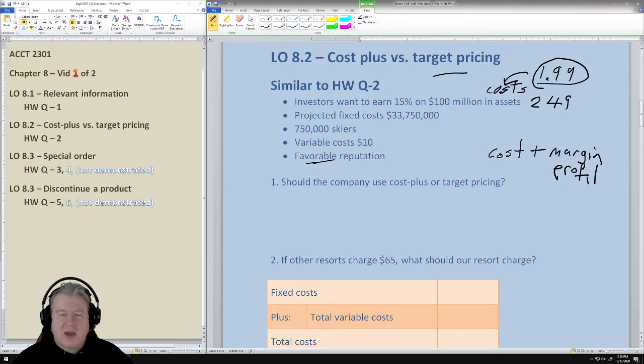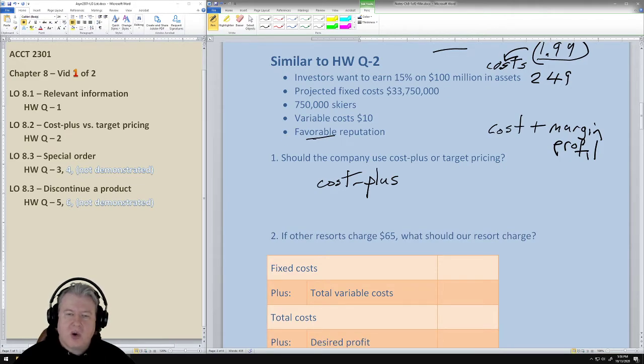Now, if you're talking about a taxi cab, that's a target price, and you probably can't overcharge too much because people can just go to a competitor. So here we would use cost plus for all the reasons that we were talking about before.